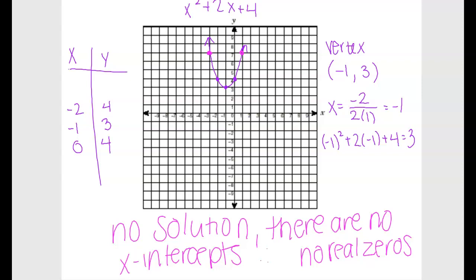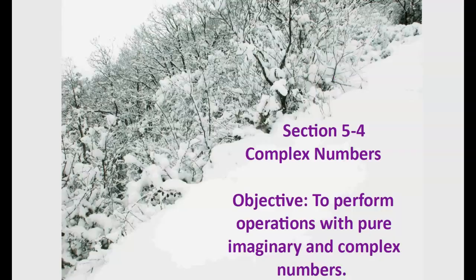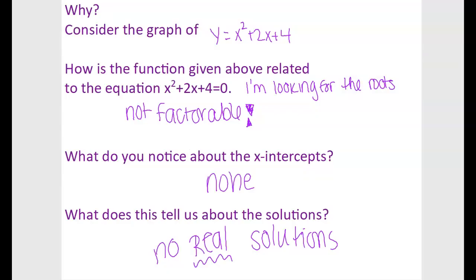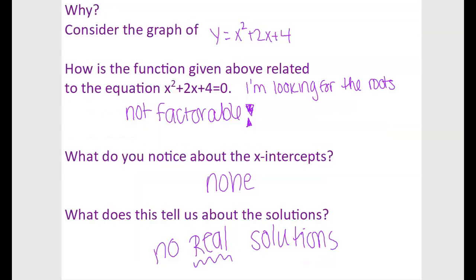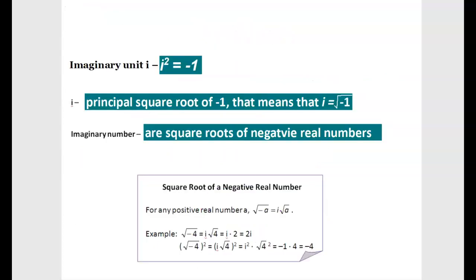So how does that come into play today? Why am I going back? Why am I talking about quadratics not crossing an axis? What does that have to do with the complex numbers? Well, the complex numbers are these imaginary solutions. So when we have no real solutions, we have now what we are going to call imaginary solutions.